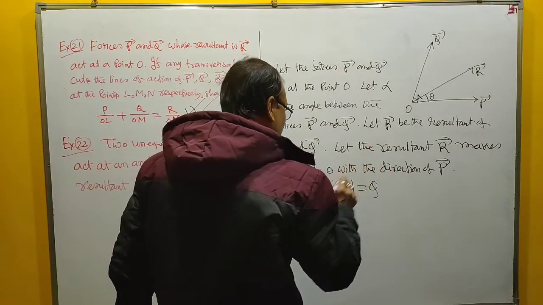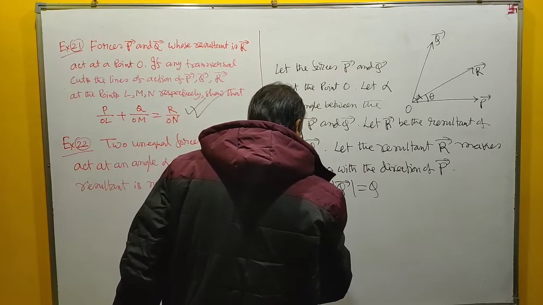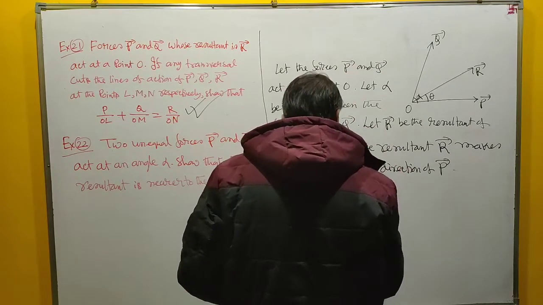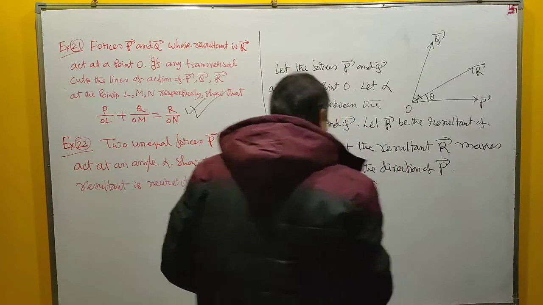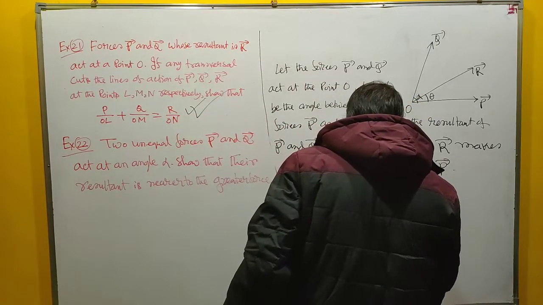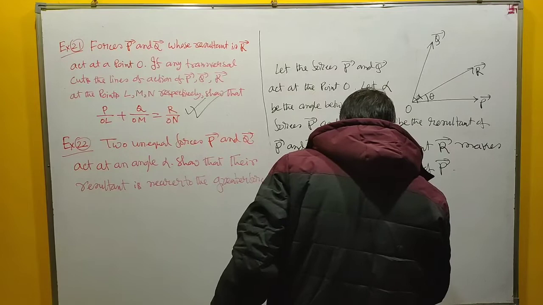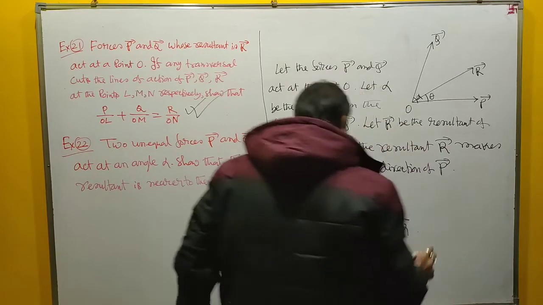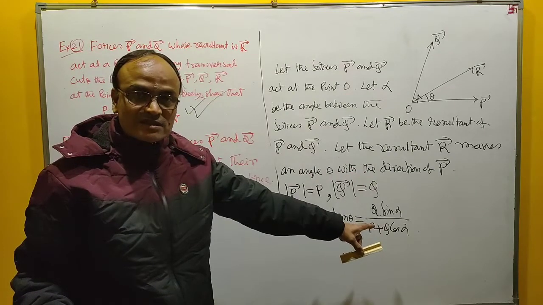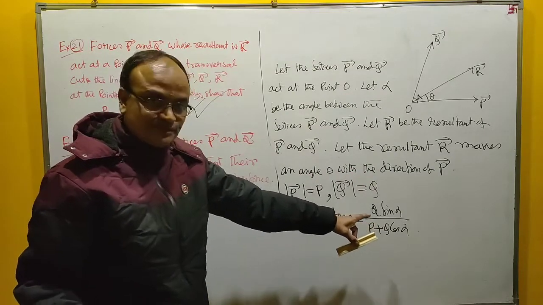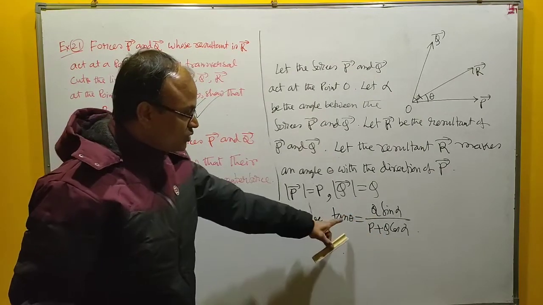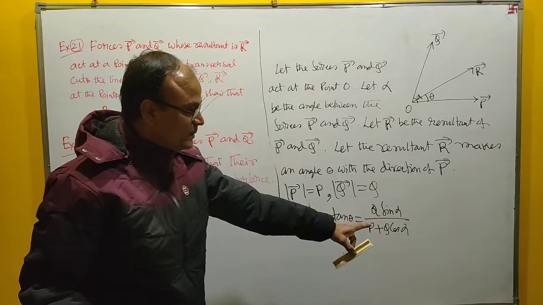With the direction of P, we have tan theta equal to Q sine alpha divided by P plus Q cos alpha. This is the formula. It has already been derived earlier.